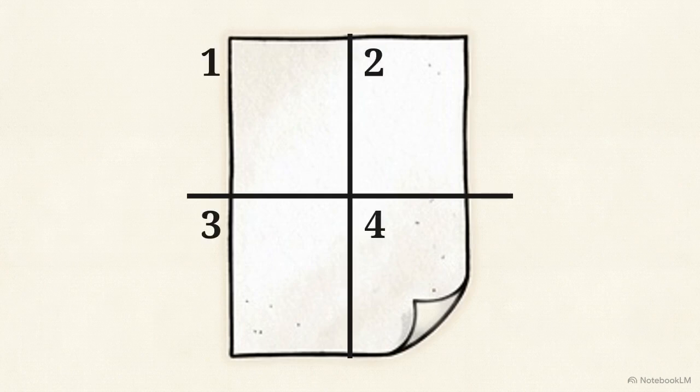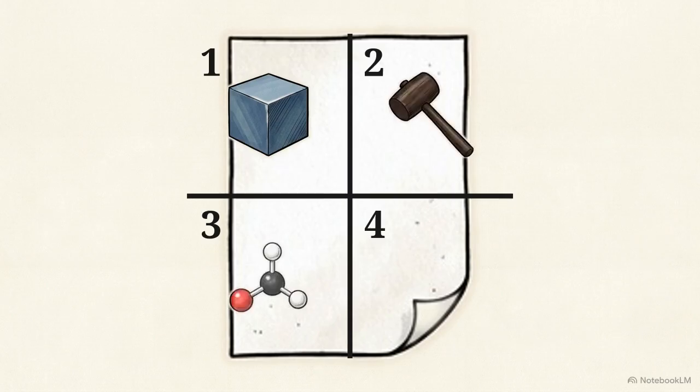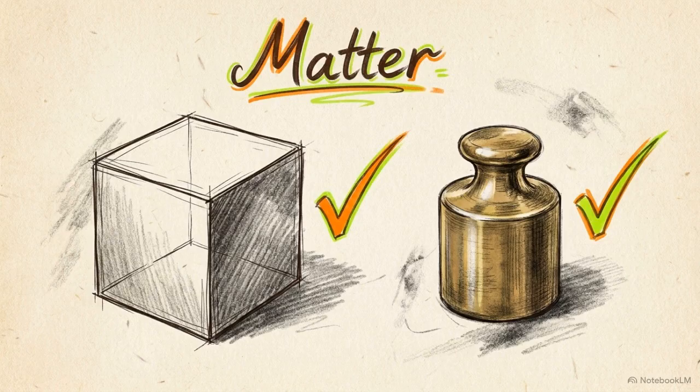Each box has a specific role. Box 1 is for basics, Box 2 holds the rules, 3 defines your particles, and 4 is dedicated to the math. In Quadrant 1, write the word matter. Below it, define its 2 required traits. It must occupy space, and it must have mass.